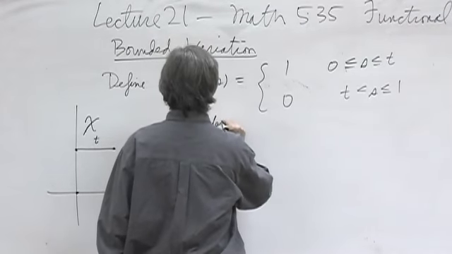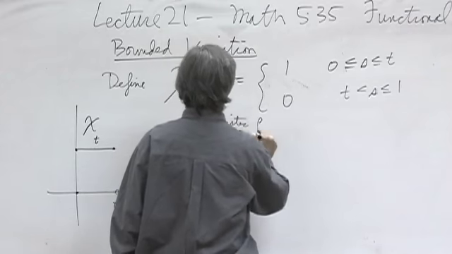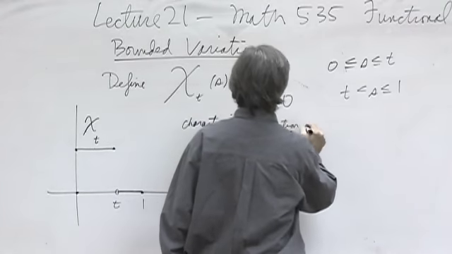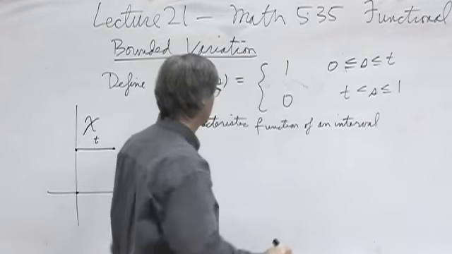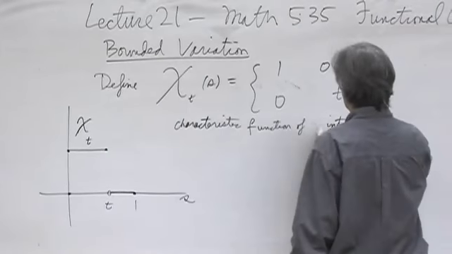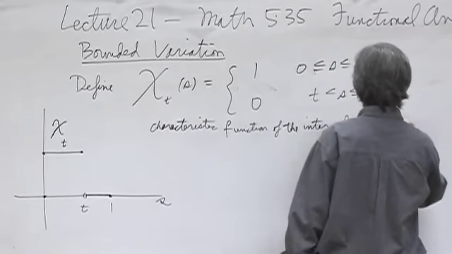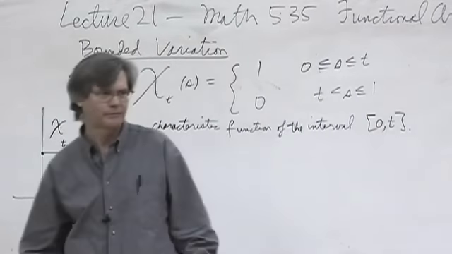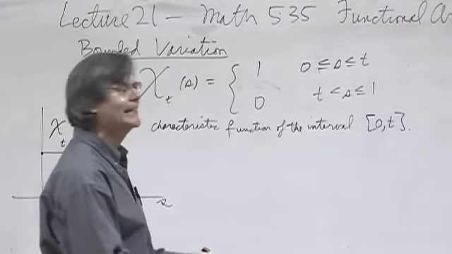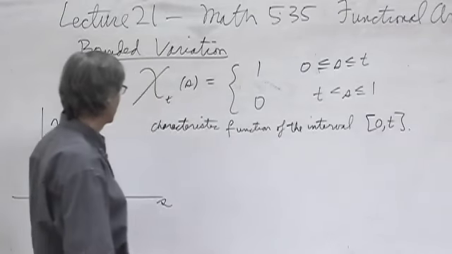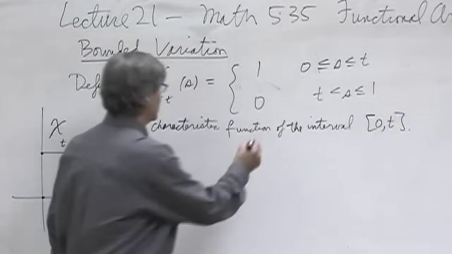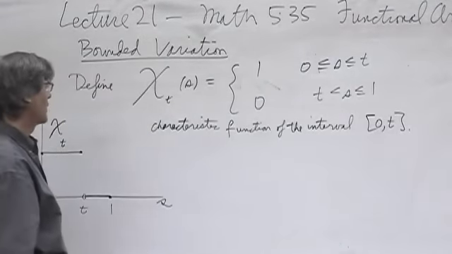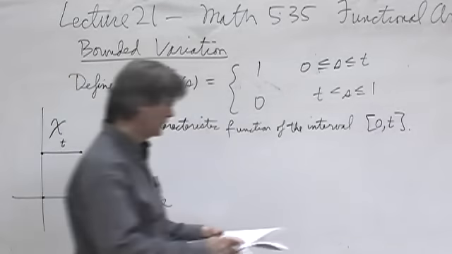It's the characteristic function of the interval 0t. It's sometimes called the indicator function. It has two names: the chi from characteristic, the Greek chi, and the indicator function is another terminology used.